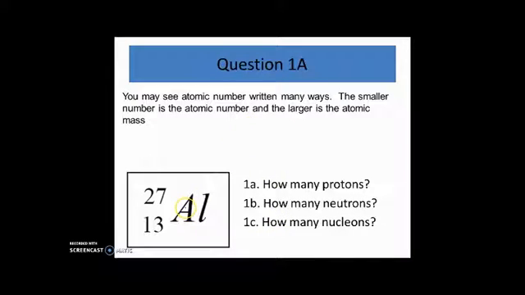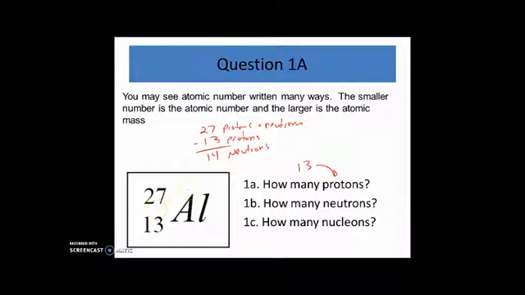Here we have aluminum 27. 27 just tells you it's the atomic mass of aluminum. And how many protons would it have? Well, looking at the atomic number, I would say 13 protons right there. How many neutrons? In order to figure out the neutrons, I would have to take the total number of protons plus neutrons, and I would subtract the number of protons from that, and that would leave me with 14 neutrons.